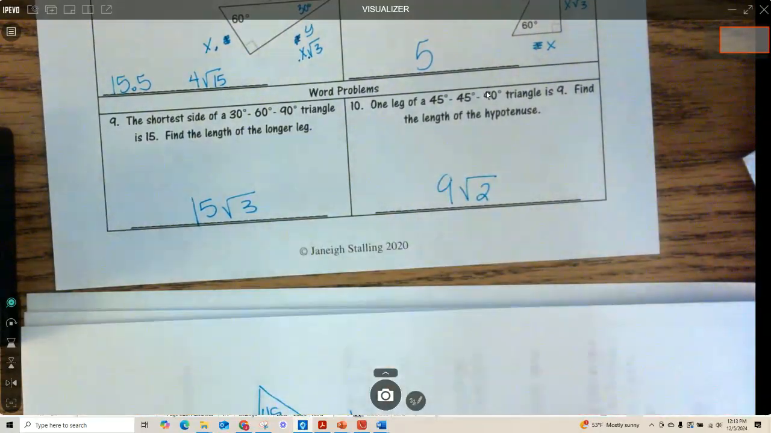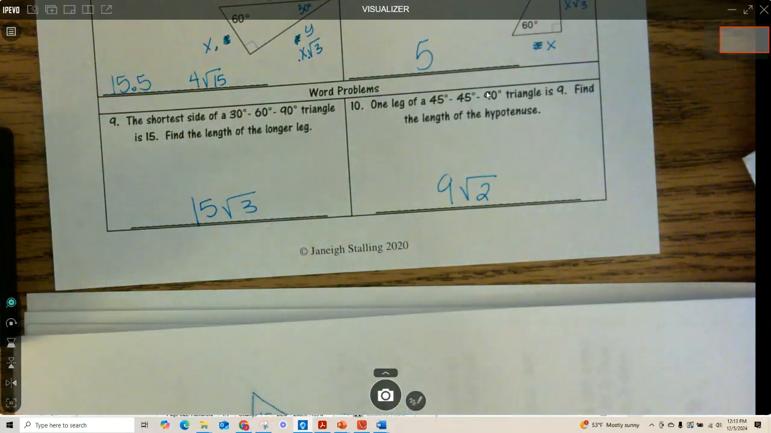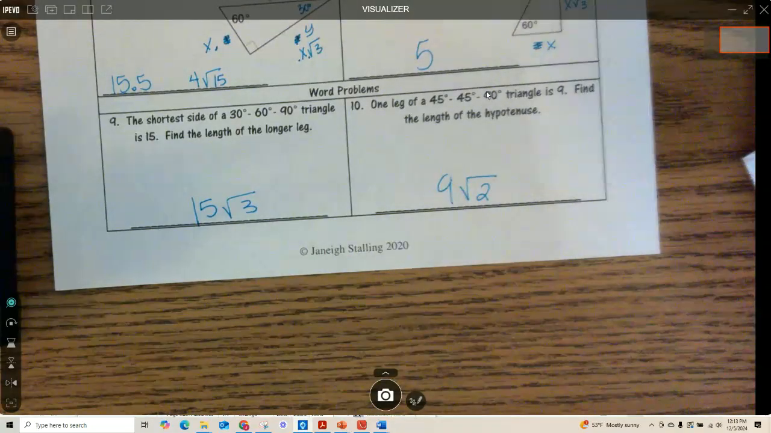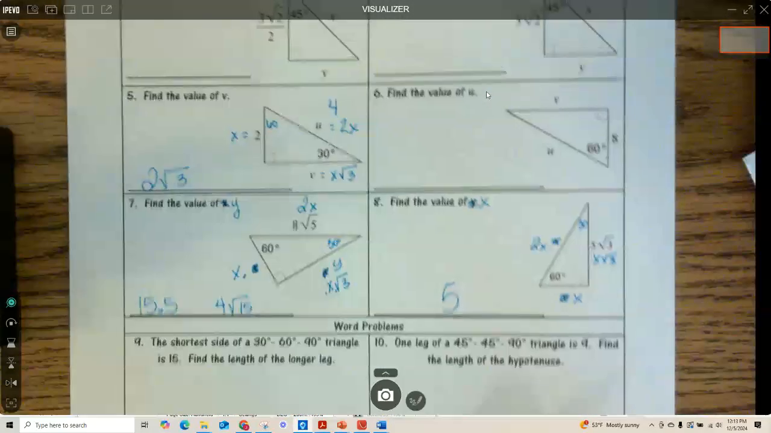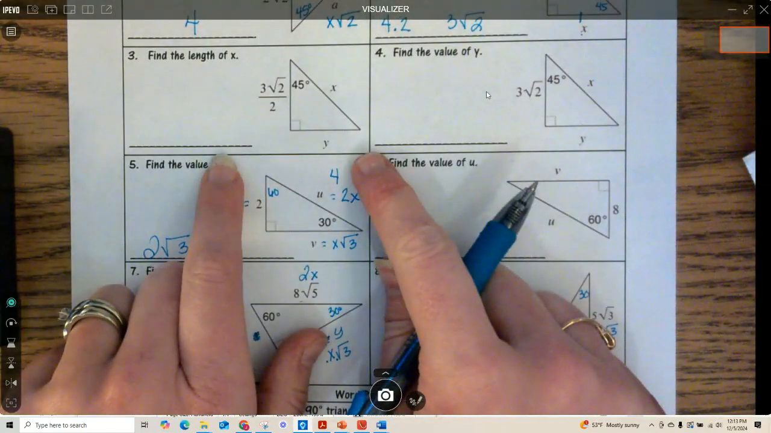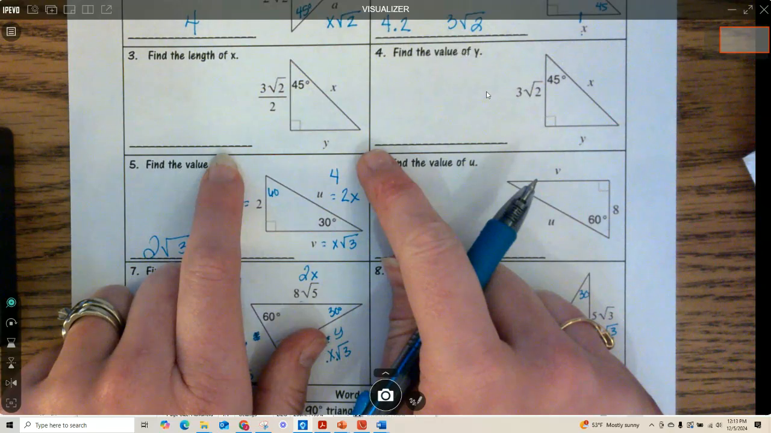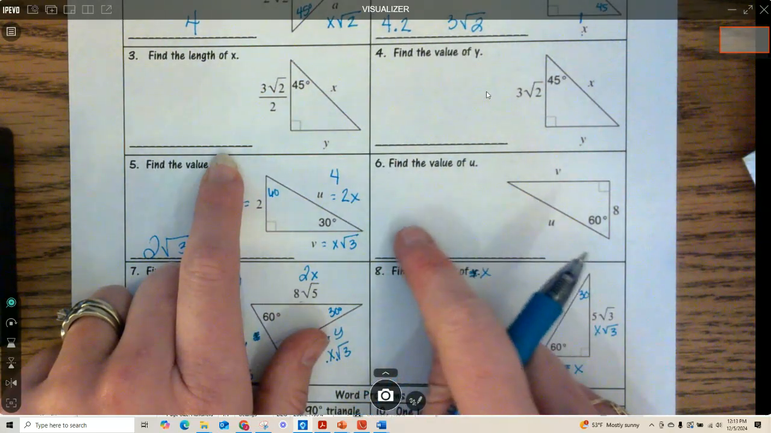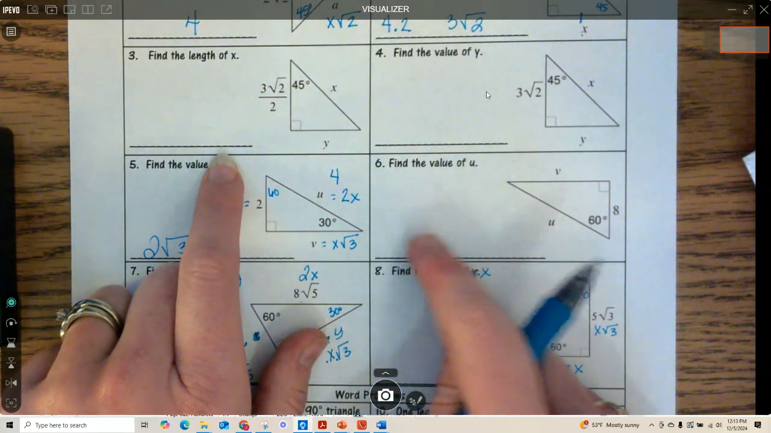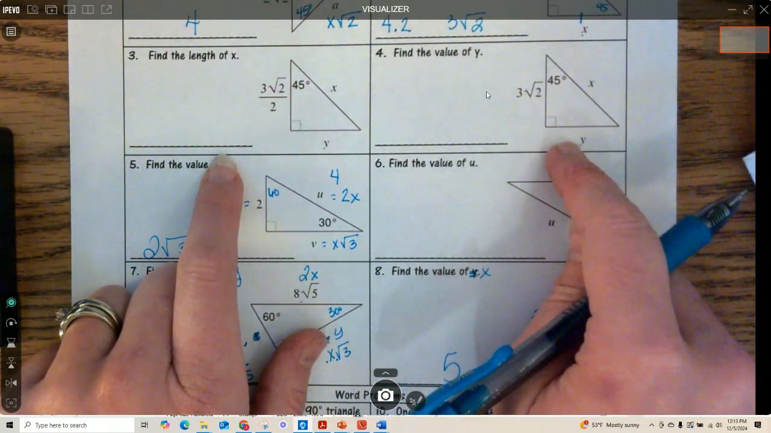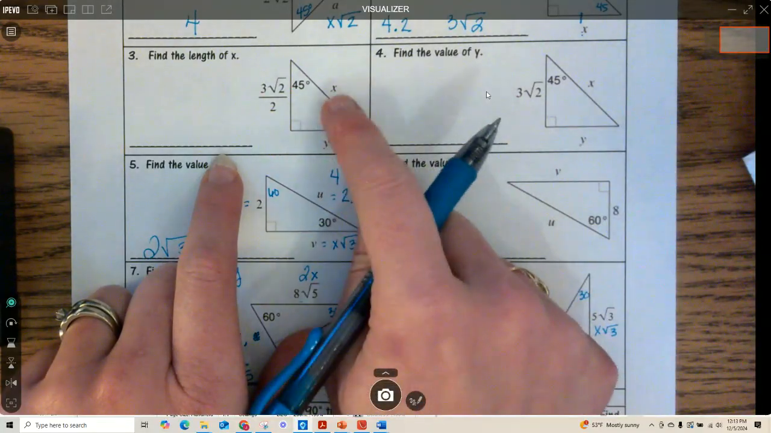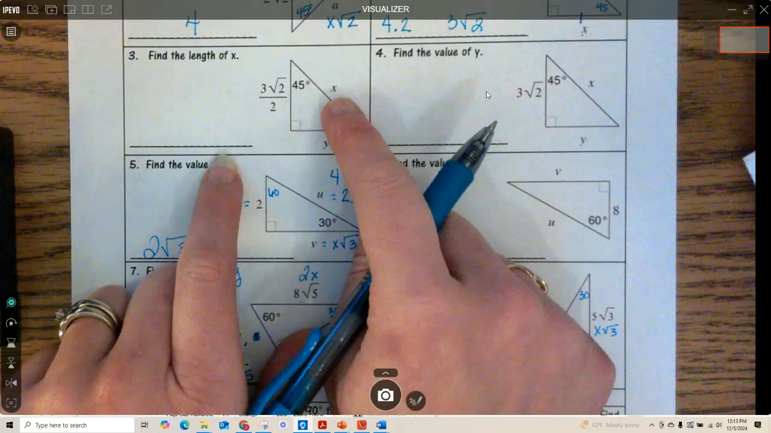So they're not as awful as your brain makes them. Okay, that fear makes them harder than they really are. It makes you overthink. All right, so I left you 3 questions. I left you 2 of the 45s. And then this one's really easy. This 30, 60 is really easy. On this one, you're finding the other leg. That one's really easy too. This one you're finding the hypotenuse.